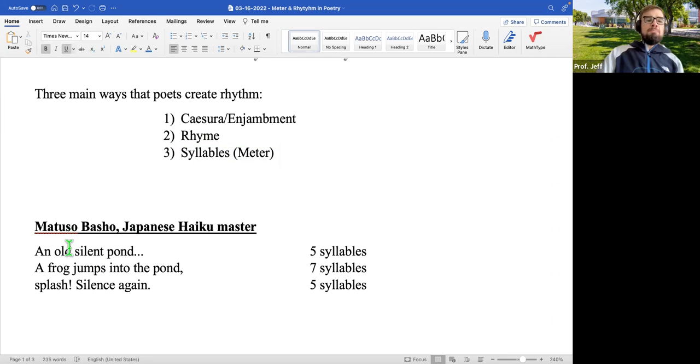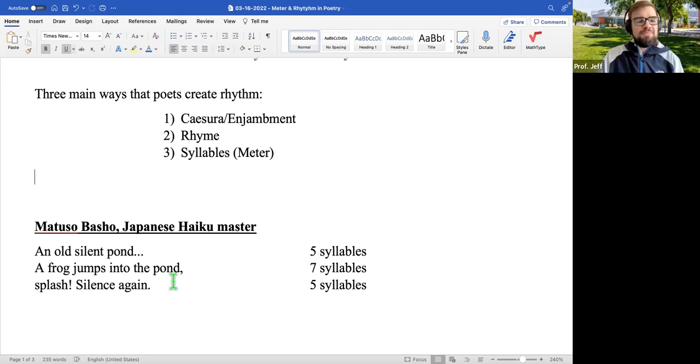So this is from Matsuo Basho, a Japanese haiku master. It's a very old poem. And here's the poem. An old silent pond. A frog jumps into the pond, splash. Silence again.